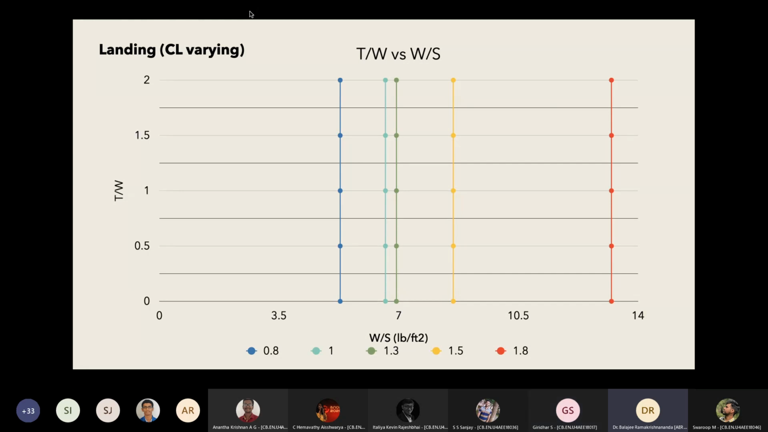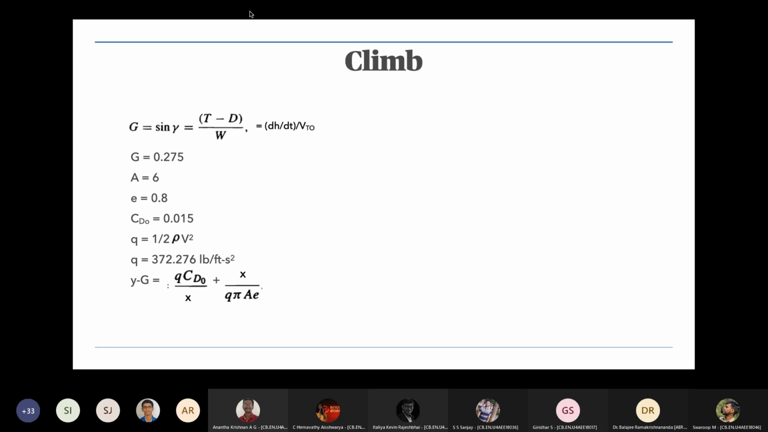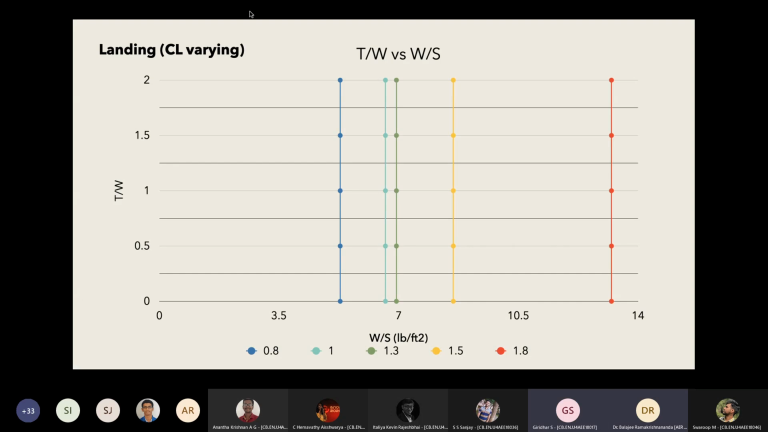Should the wing loading be more than that or less than that? Which is feasible? Wing loading should be less only, sir. Yeah, to the left of this line is the feasible region. To the left of the landing line is the feasible region. Sir, but according to the formula, the max is actually q CL max equal to W by S. No, no, no. Your landing has a different formula.